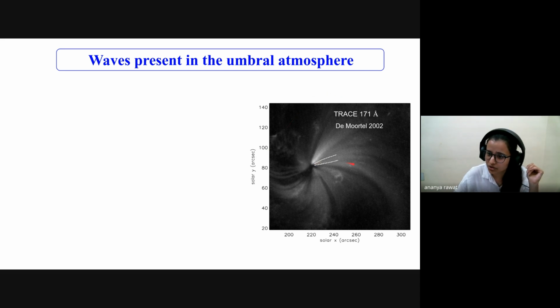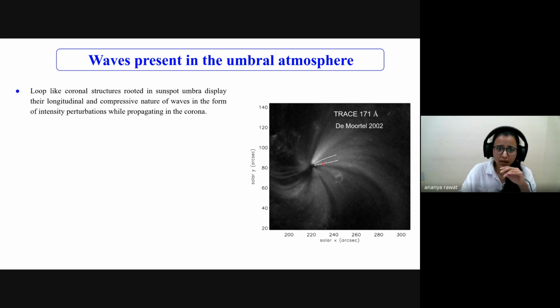So this fan loop structure is visible in the corona, in the TRACE 171 angstrom pass band, in which we can clearly see these loop structures. These loops are rooted in the sunspot umbra, which display longitudinal compressive waves in the form of intensity perturbation when they are propagating along these coronal loops.